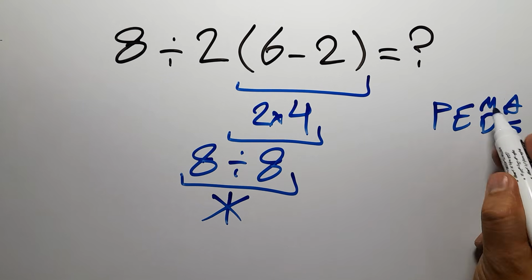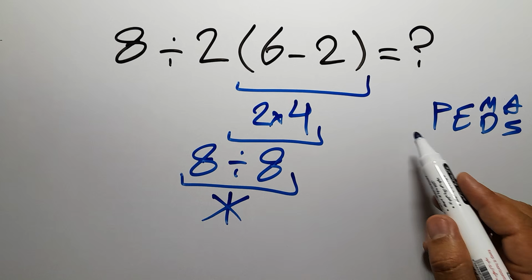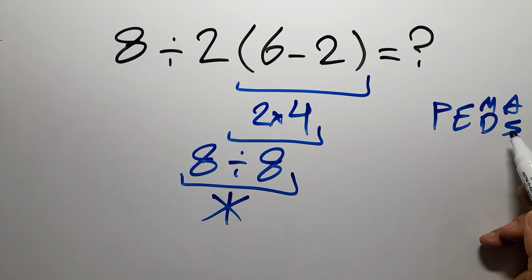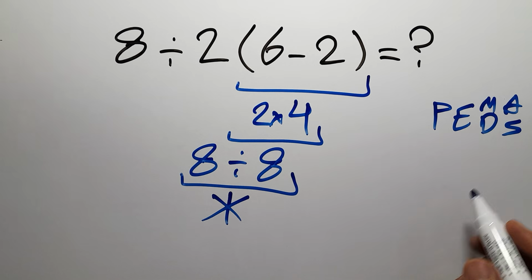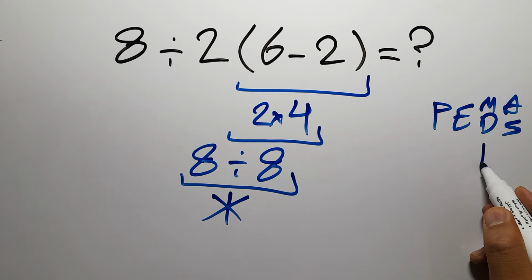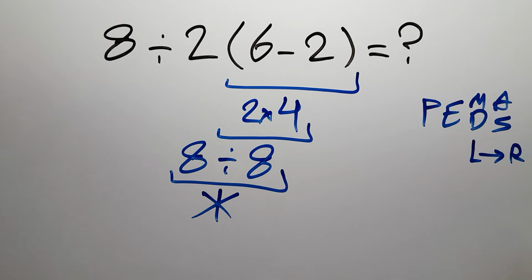parentheses, exponents, multiplication and division, addition and subtraction. First we have to do parentheses, then exponents, then multiplication or division, and finally addition or subtraction. We need to pay attention that multiplication and division have equal priority, and we have to work from left to right, and the same applies to addition and subtraction.